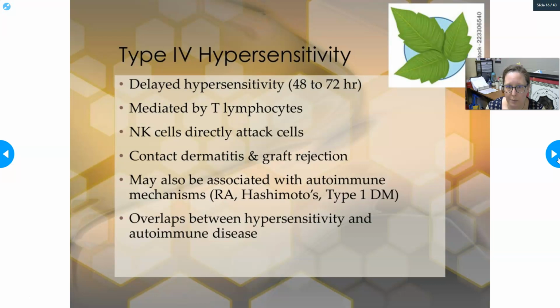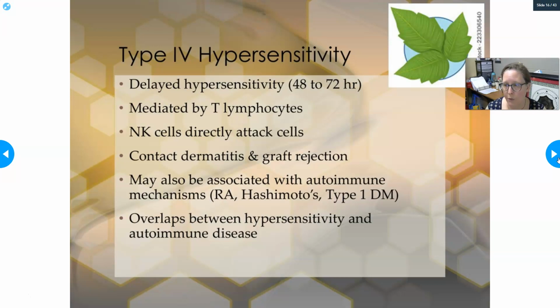And then your type 4 hypersensitivities are delayed, so they can take 48 to 72 hours to fully express themselves. They're always mediated by T lymphocytes. Natural killer cells can directly attack the cells. If not, it's going to be the cytotoxic T lymphocytes. Contact dermatitis and graft rejections are the 2 main modes of action of type 4 hypersensitivity.